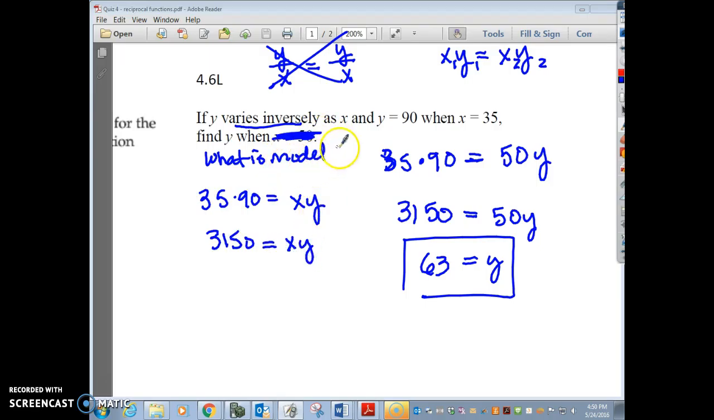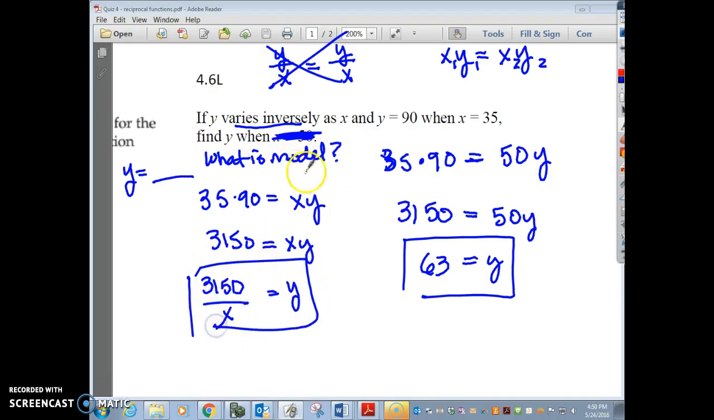Now a model, all it is, is like a formula. So what is the formula? The formula is just an equation where y is equal to something. It's like something I can plug into. So if I were to solve for y, how do I get rid of this x, or how do I move it to the other side? I would have to divide on both sides. And so this would be y is equal to 3150 over x. So this would be true if it just asked for the model.